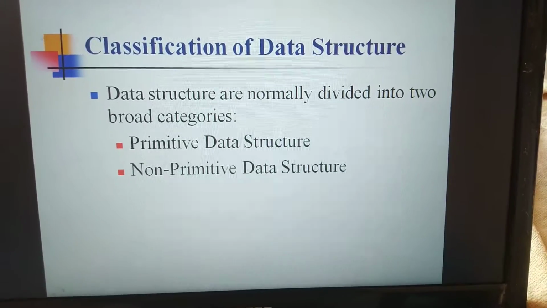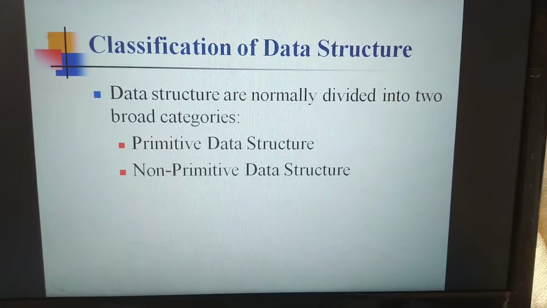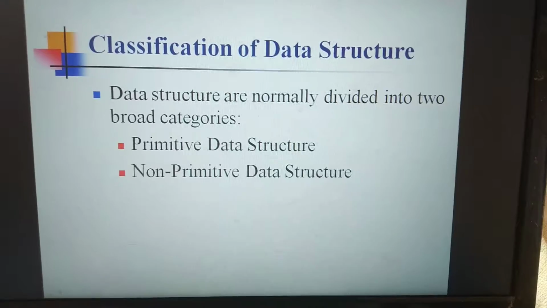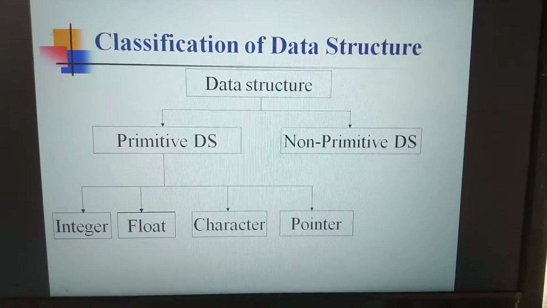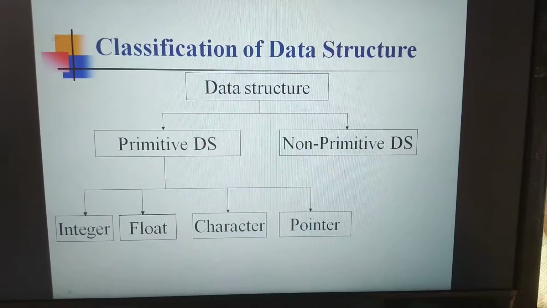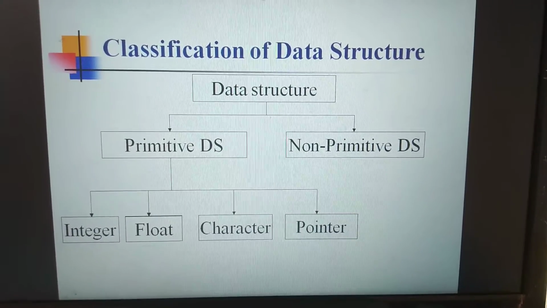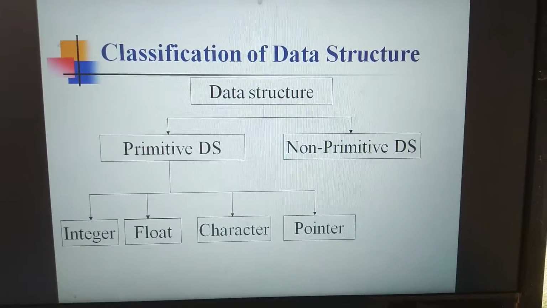Hence, the data structure can be classified into two categories: one is the primitive data structure, and the other is the non-primitive data structure. The primitive data structure is classified into integer, float, characters, pointers; these types of data structures are used in primitive data structure.